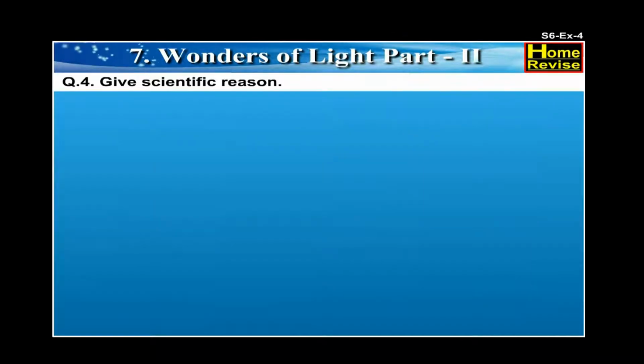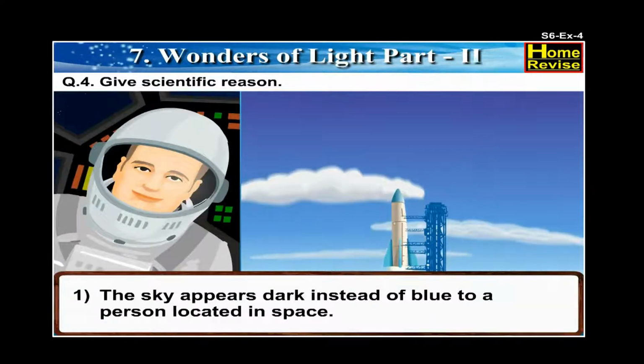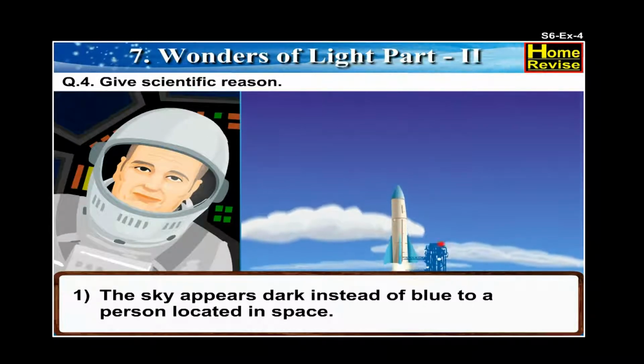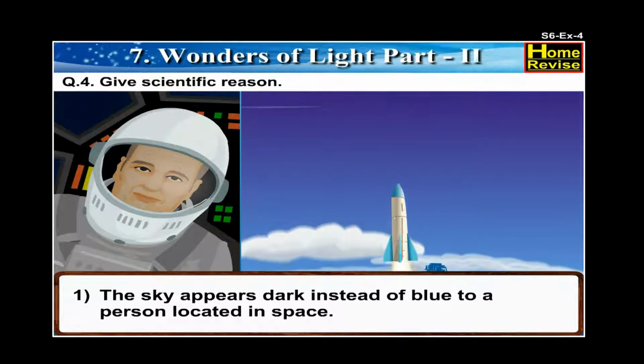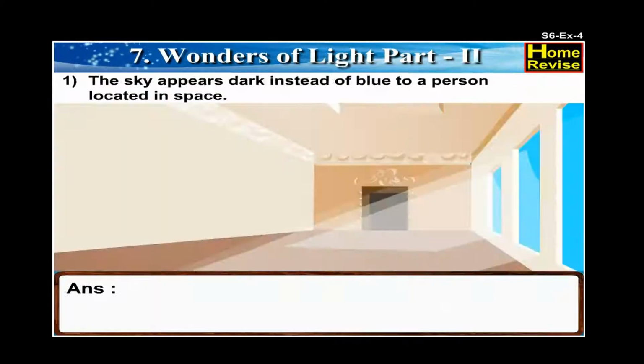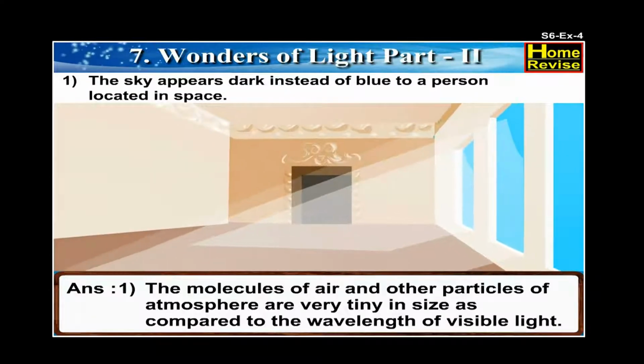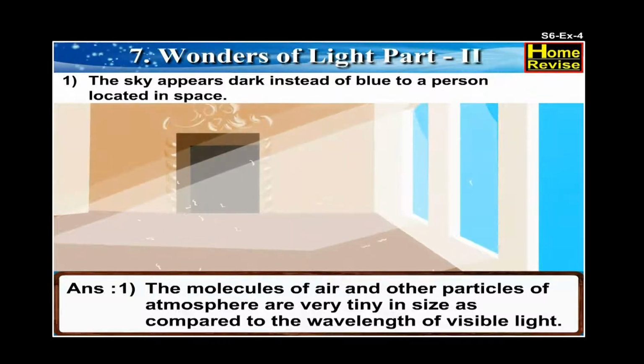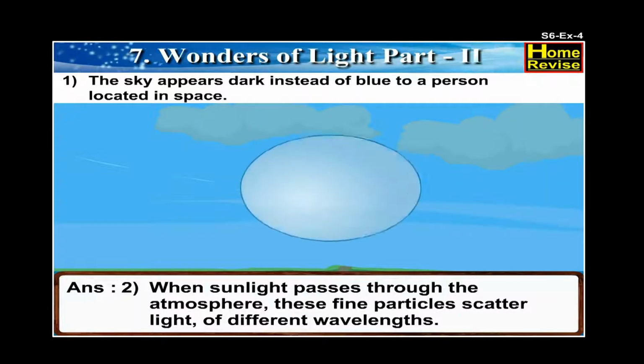Question 4. Give reasons. First, the sky appears dark instead of blue to a person located in space. Answer 1. The molecules of air and other particles of atmosphere are very tiny in size as compared to the wavelength of visible light.